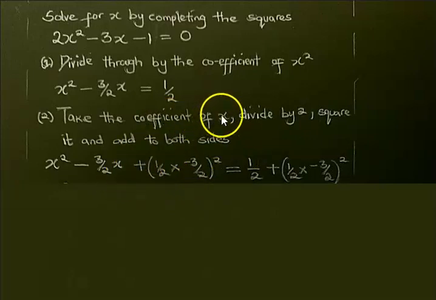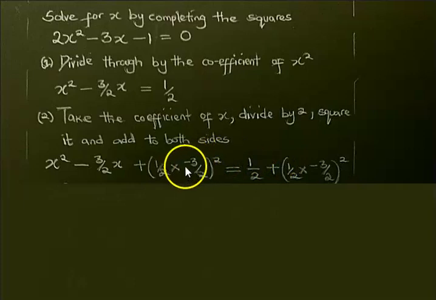So we take the coefficient of x, which is minus 3 over 2, and we divide it by 2. That's the same as multiplying it by 1 over 2, by half. Then the next thing is that we square it, and then we add it to both sides of the equation. We are adding this and a copy of it to both sides of the equation. That's the next step if we are using the completing the squares method.